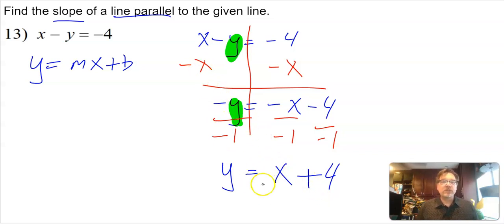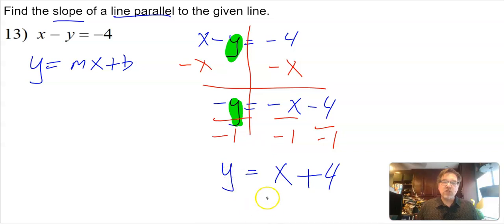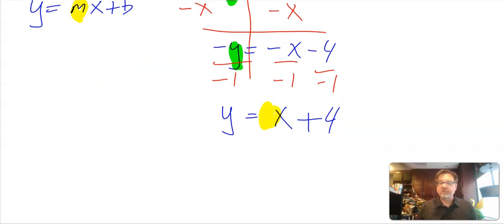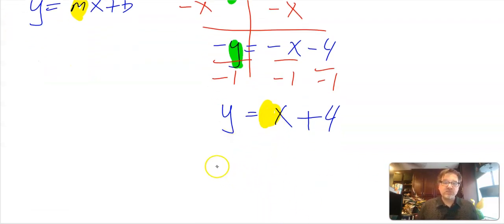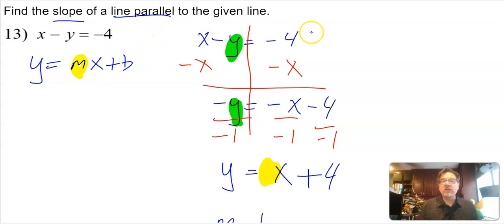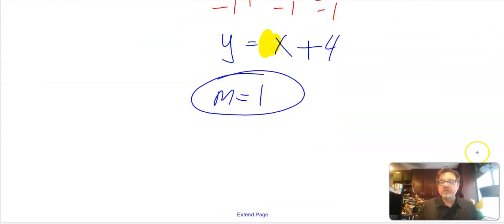Okay, so the first thing I want to do is find the slope of this line. Remember, slope is the number in front of x. So what's the number in front of this x? That's right, 1. The slope of the given line is 1. Parallel lines have the same slope. So 1 is my answer. Parallel means we have the same slope. So m equals 1 is the answer.